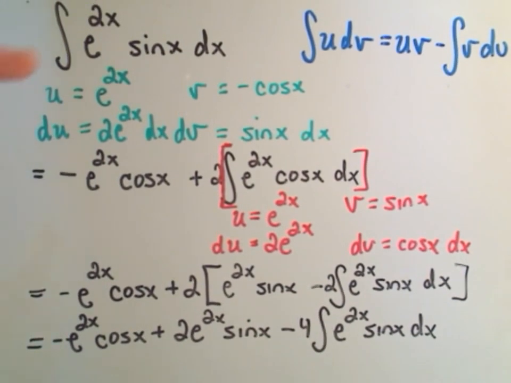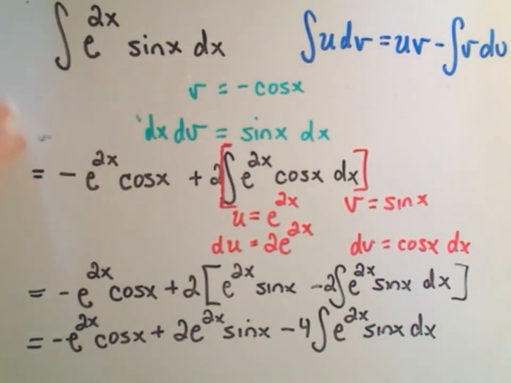Okay, so it seems bad in the sense that the original thing we started with that we're trying to integrate, the e to the 2x sine x, well, hey, it cropped back up. So are we really making any progress at all here? And the answer is absolutely.